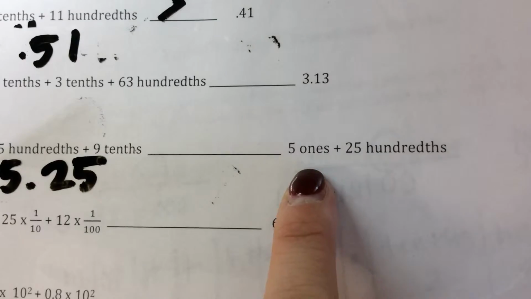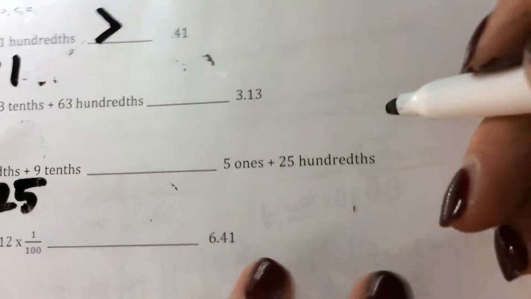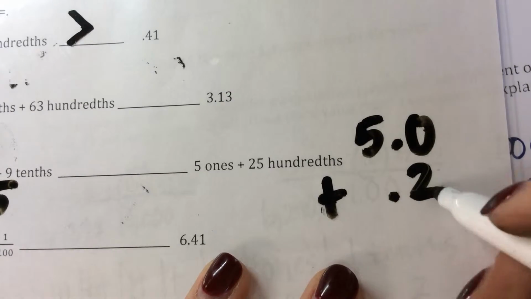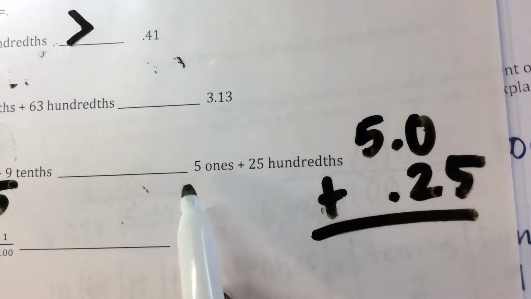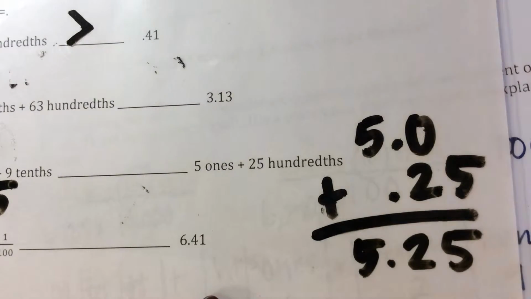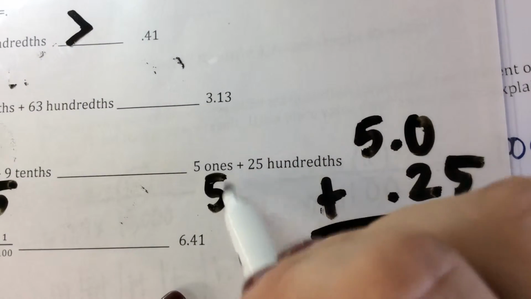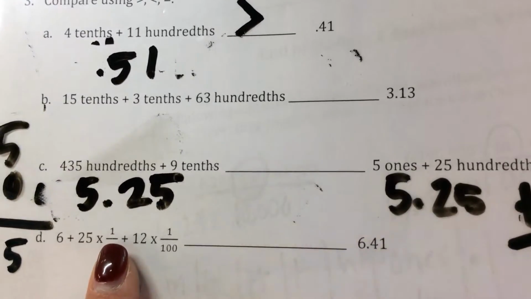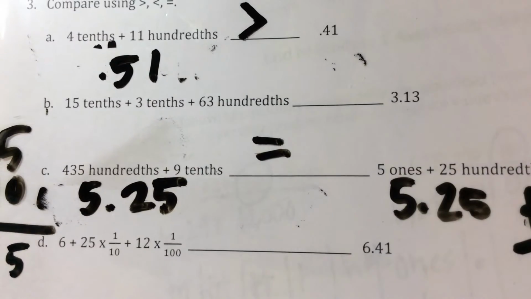Versus 5 ones plus 25/100. So we could either line that up as 5 plus, and 25/100 is just like this. Or we can just know if we're having ones and adding hundredths, it's just going to be 5 and 25/100. So we have 5 and 25/100 compared to 5 and 21/100. That is equal.